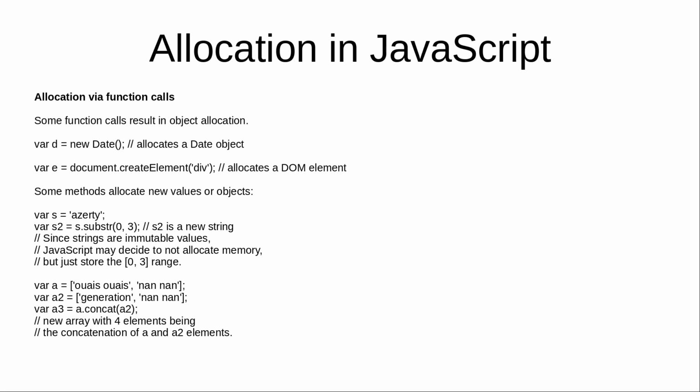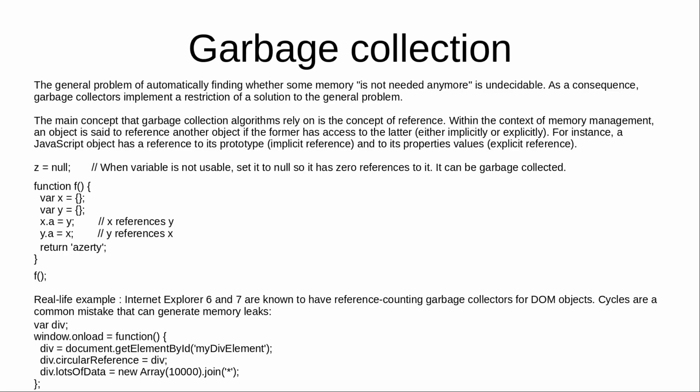Similarly, if you have arrays a1, a2 and a3, and in a3 you are concatenating the first array a1 with the second array a2, you get a new array with 4 elements being the concatenation of a1 and a2 elements.